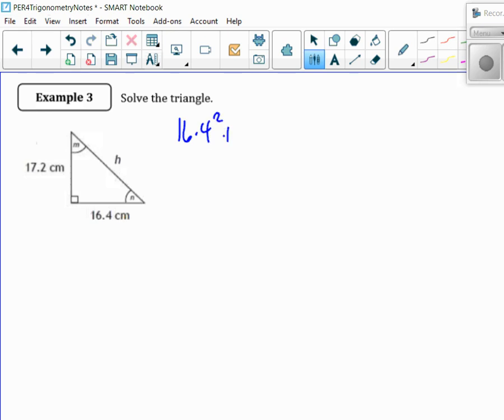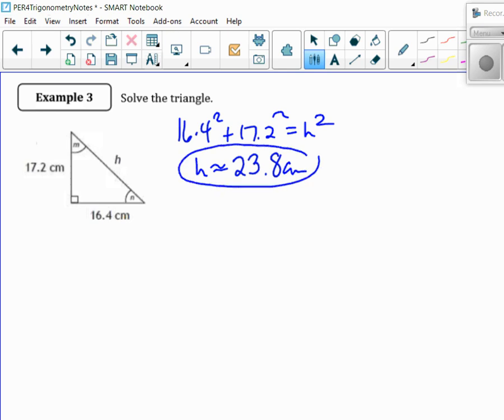16.4 squared plus 17.2 squared equals h squared. H is approximately, did you get 23.8? Okay, do not use 23.8 in any of the calculations coming up. You should only be going back to the 17.2 and the 16.4. Again, do not use rounded answers in your question.